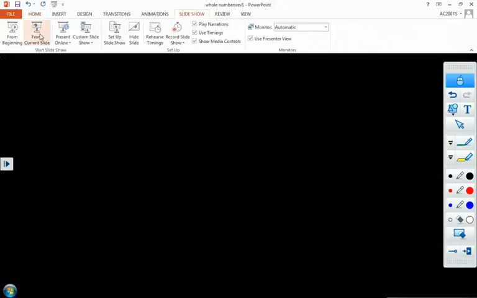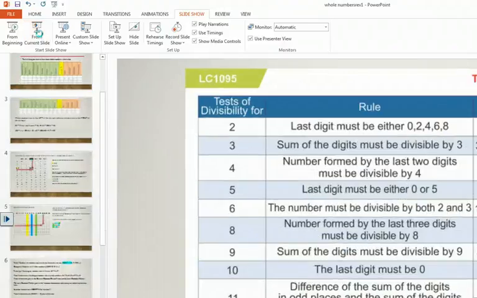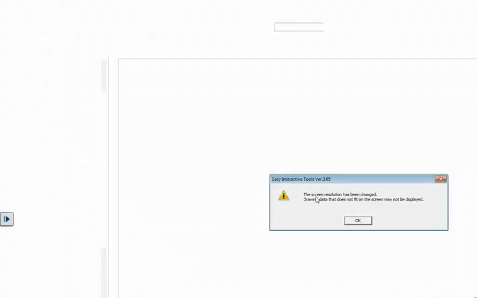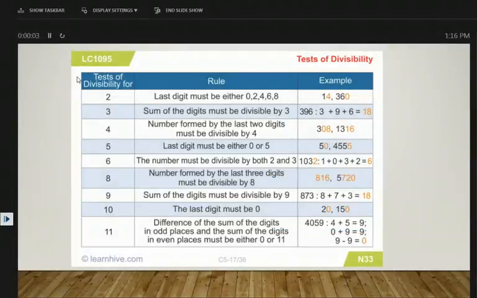Slideshow and slide. Alright, so there's the divisibility test, and just take a look at it. It says that if you have a number that ends in either 0, 2, 4, 6, or 8, then it's divisible by what? 2. If you have a number where the sum of the digits added up is divisible by 3, then that means that number is divisible by what? 3.